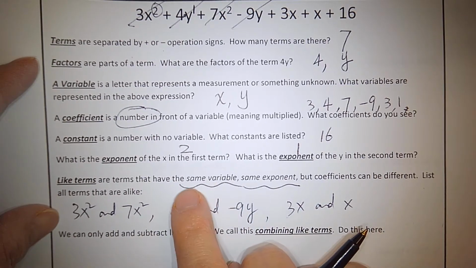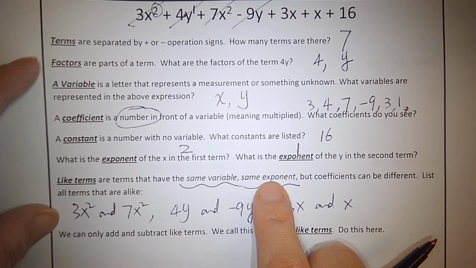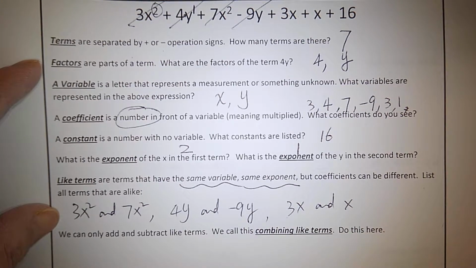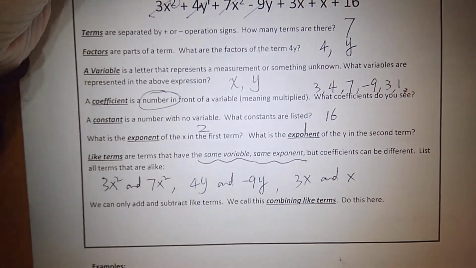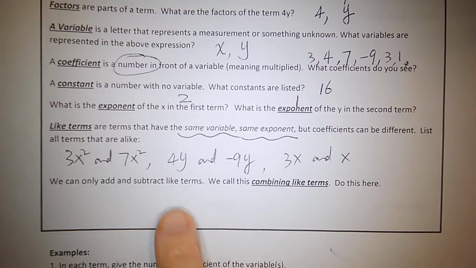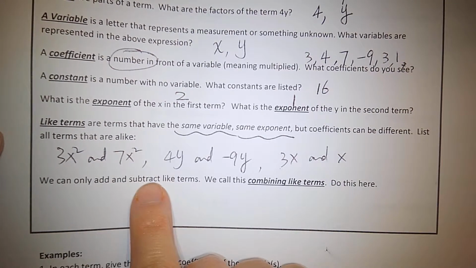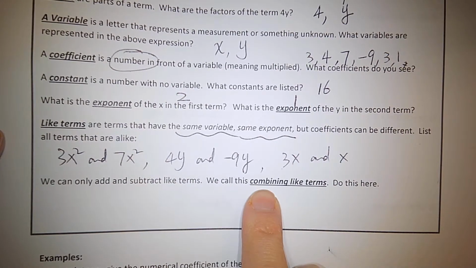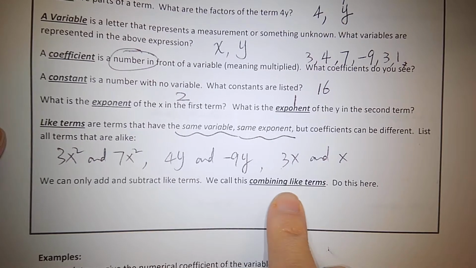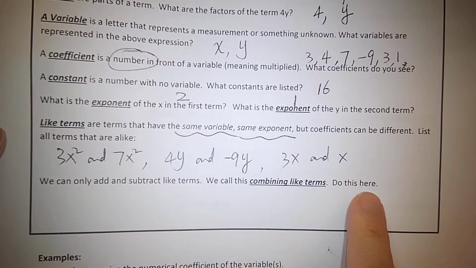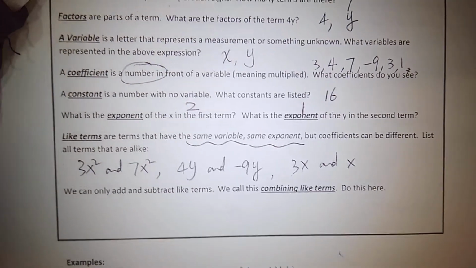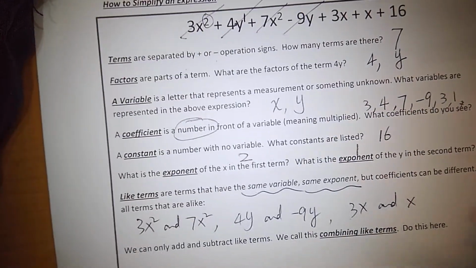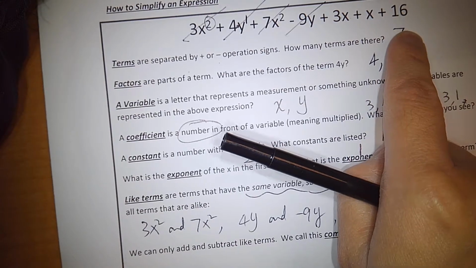Like terms must have exactly the same variable and same exponent. Okay? We can only add and subtract like terms. We call these combining like terms, okay? Combine like terms. Do not do this here, do this here. So, how can we simplify this expression with 7 terms eventually?